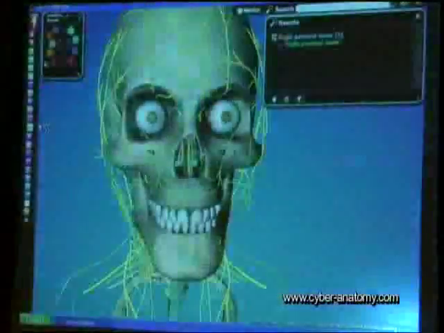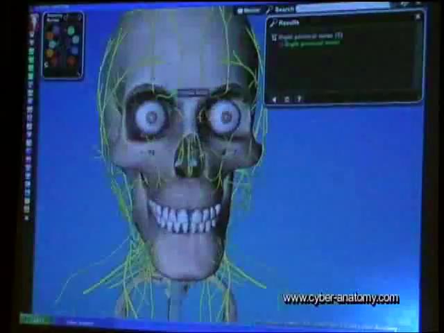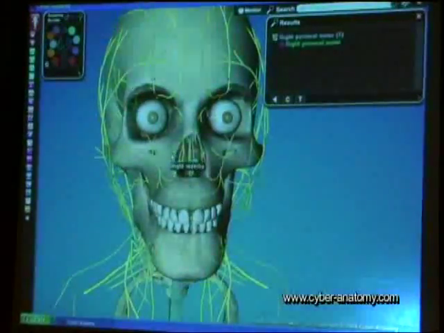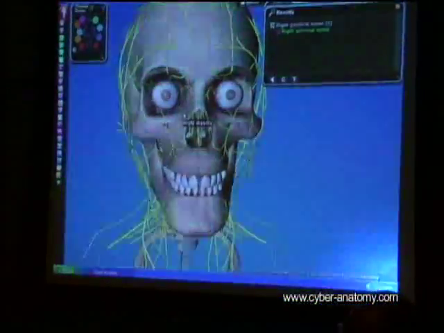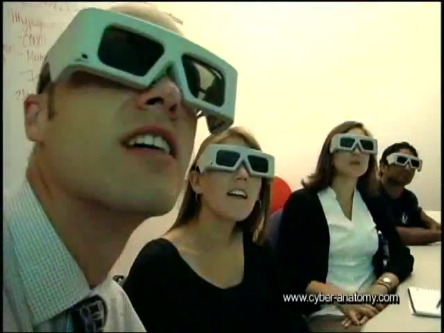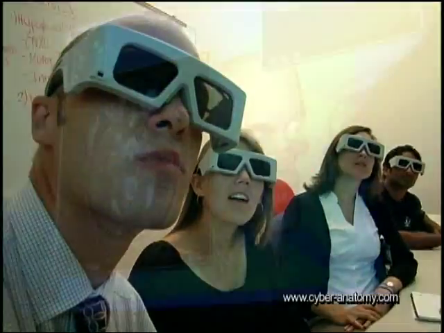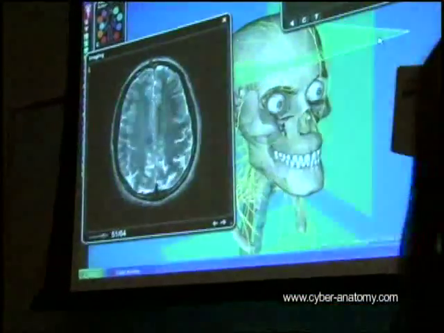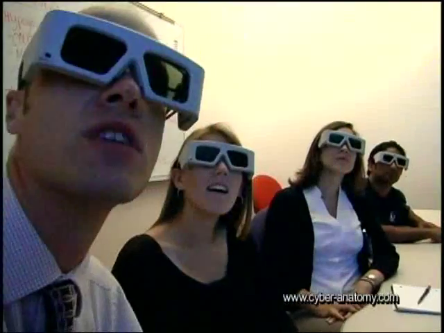pterygopalatine fossa. So let's correlate some of what we're seeing here in terms of bony anatomy, nervous anatomy, with radiologic imaging. I think that's a really useful tool here. So let's just bring up the imaging interface and see how that looks with the 3D on. I'll just bring this down too.